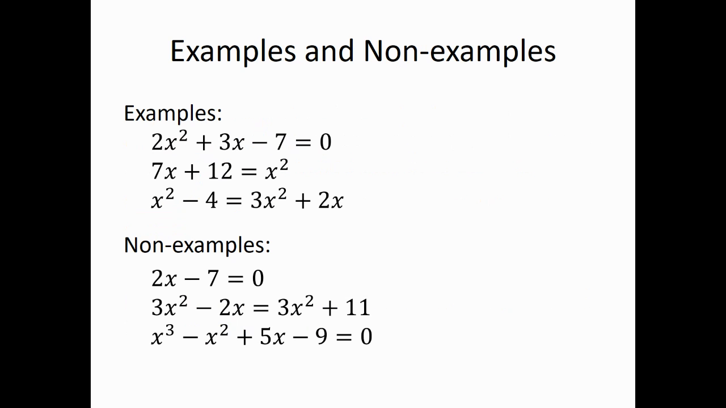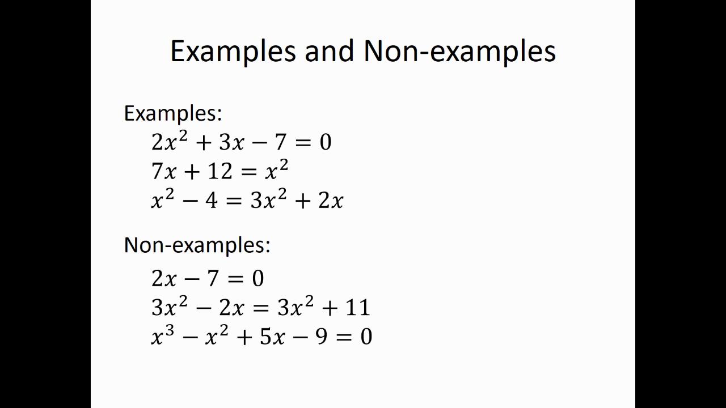That's what makes a quadratic. Your variable is squared. So here are some examples and non-examples. So 2x squared plus 3x minus 7 is equal to 0. You see the x squared, its coefficient is not 0, it's 2, so that's a quadratic. Then you have 7x plus 12 is equal to x squared. That's definitely a quadratic as well. It's not in standard form, of course, but it's still a quadratic.